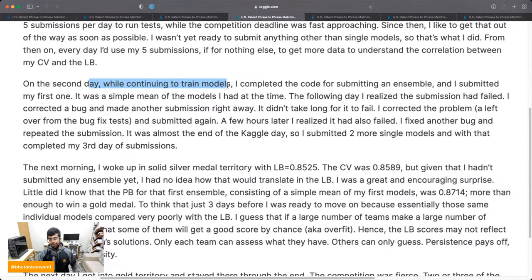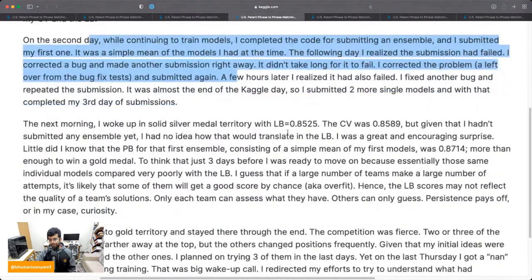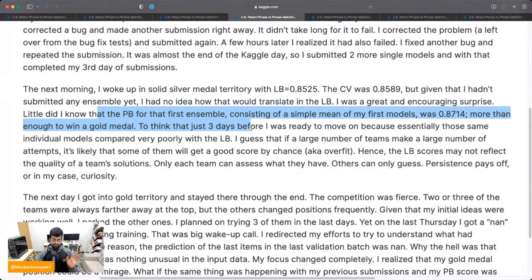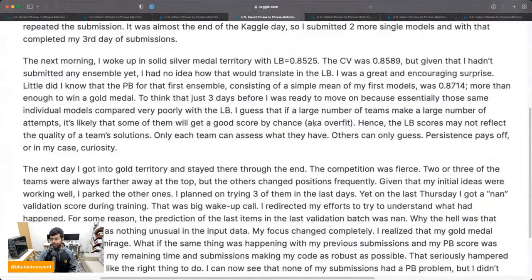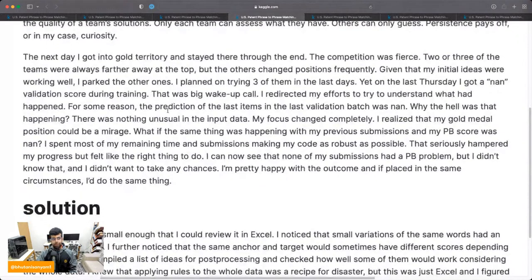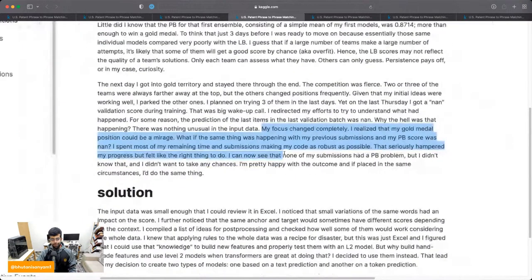On the second day after submitting, he found a bug in his code. And fixing that pushed them to the silver zone. After some more fiddling, they found themselves on the gold score. And he's worried if he was overfitting. And even in the last few days, he says he was getting a 9 on validation score. That was a big wake-up call. He decided to redirect the efforts to understanding what had happened. And the assumption was maybe the gold medal might not happen. And after fixing that, as you can see, this person did get the gold medal.